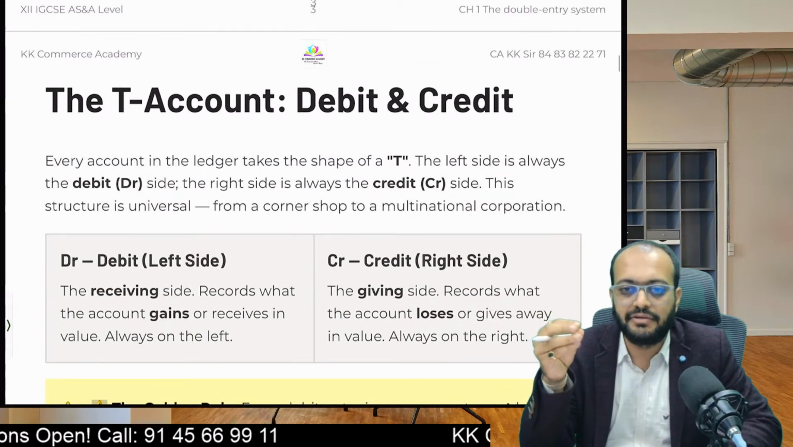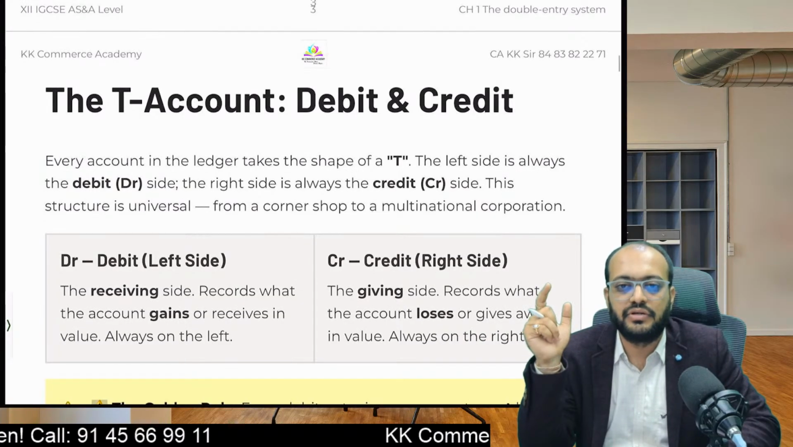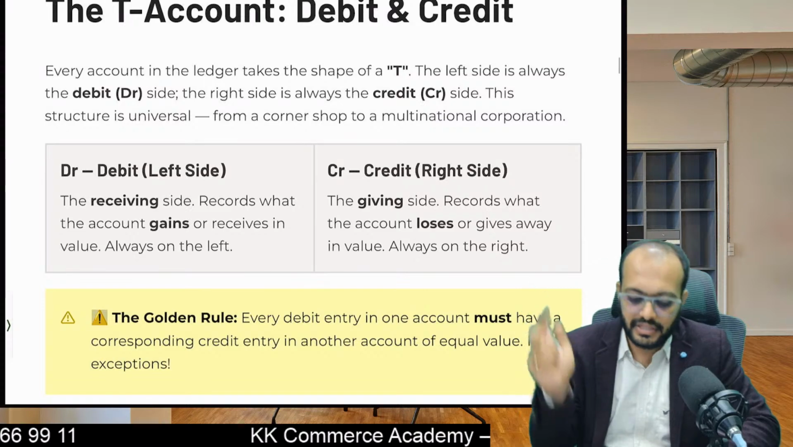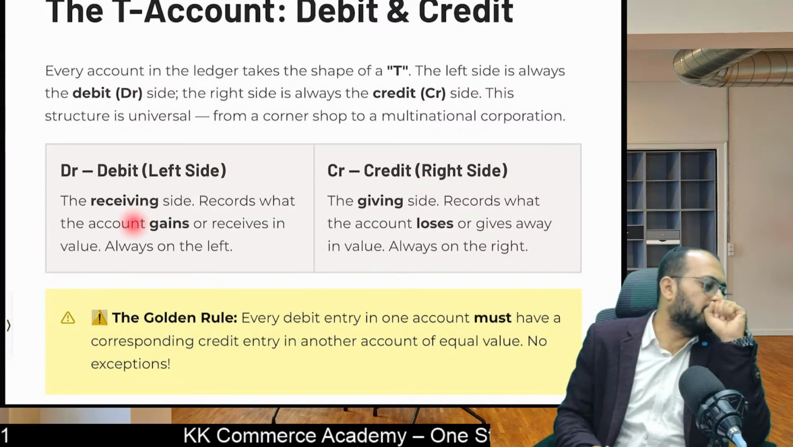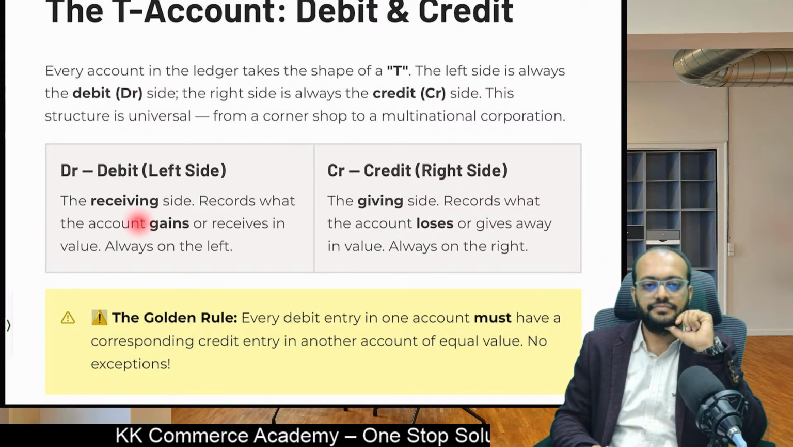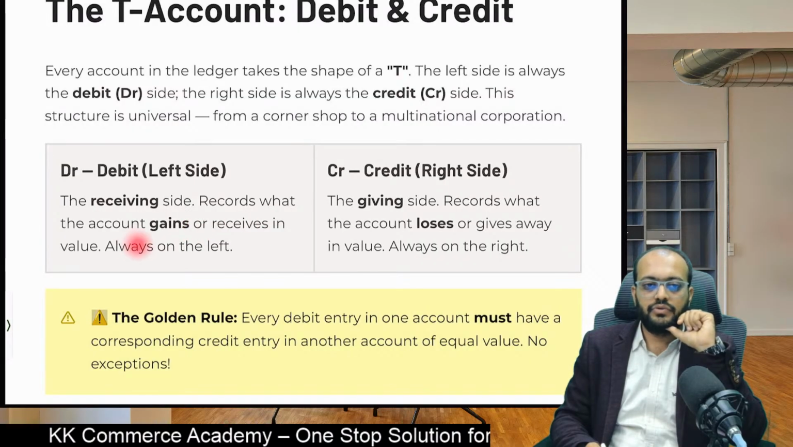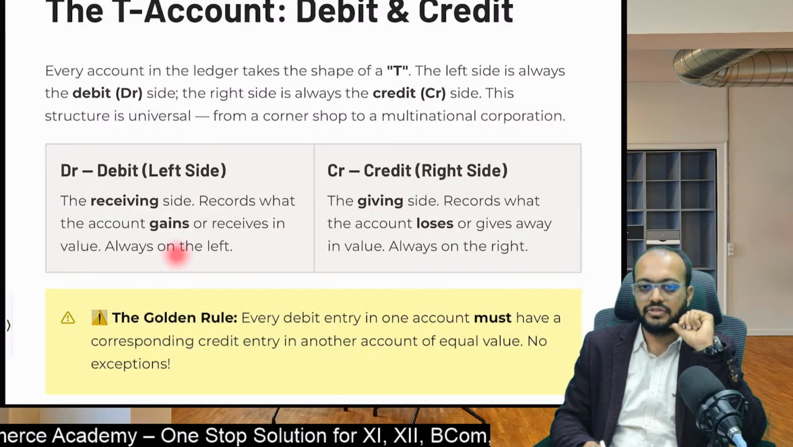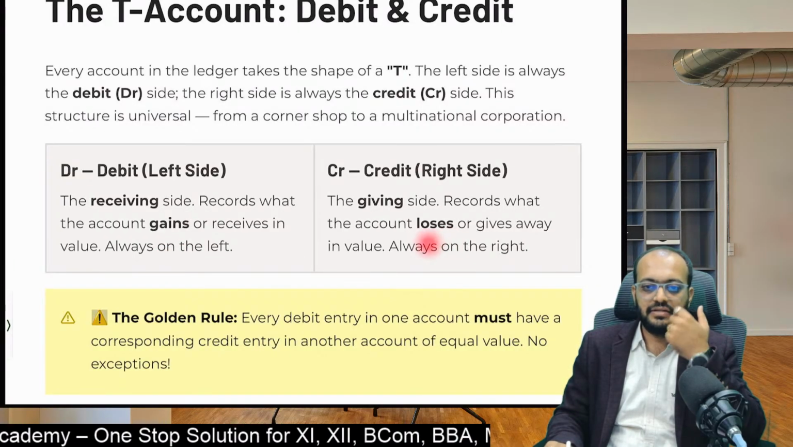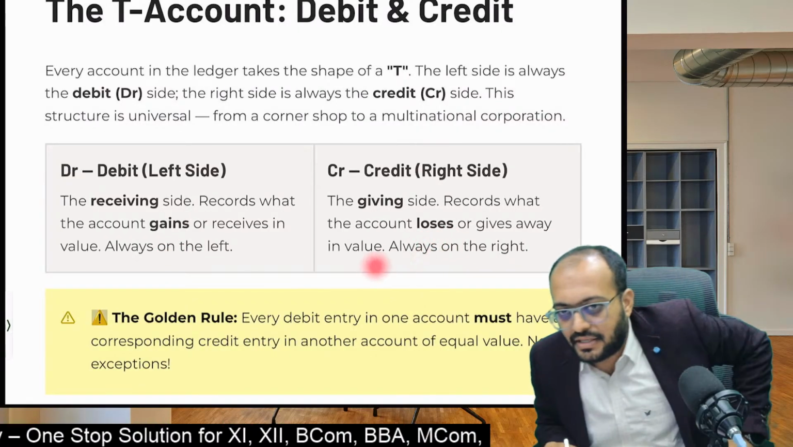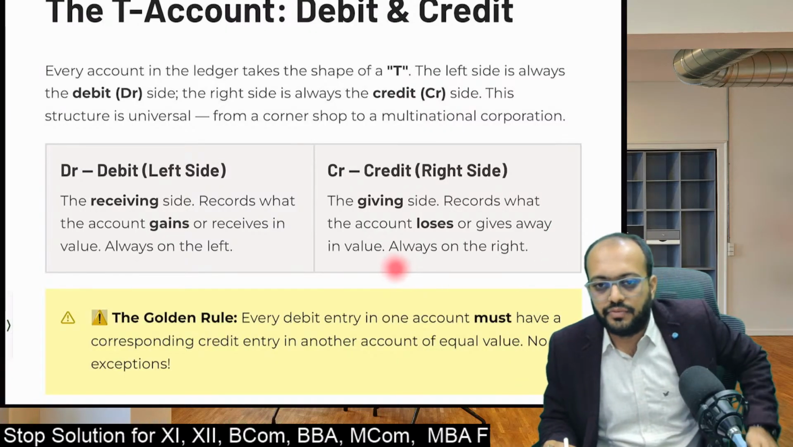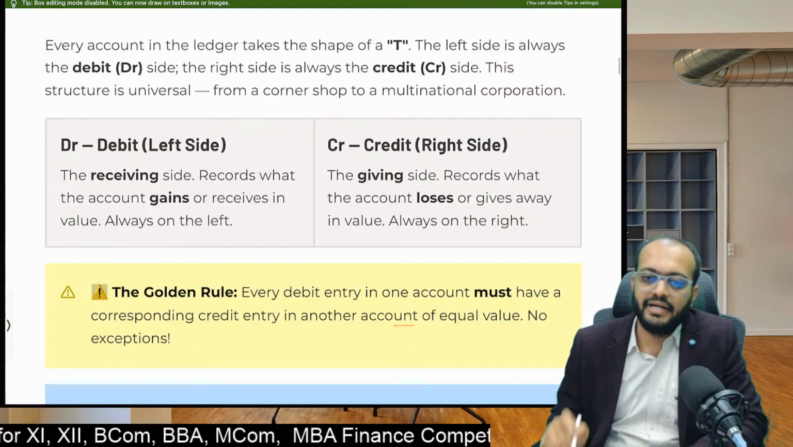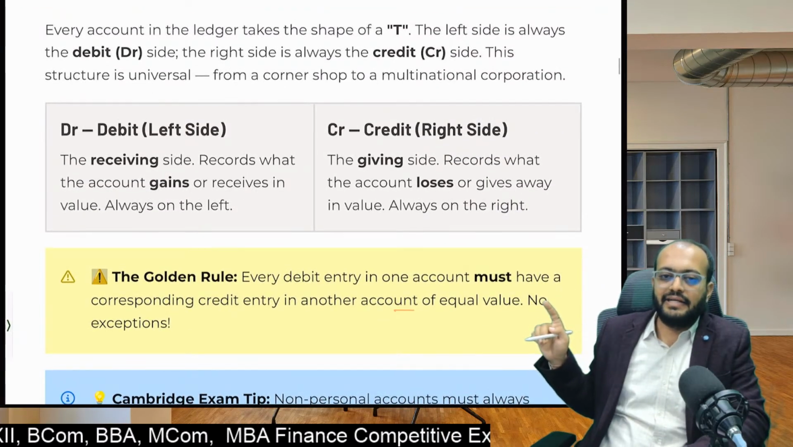So now the last part, which we already saw in the previous session, is the T account. T account, left side, right side. The left side is of course the debit side. It is also known as the receiving side. It records what the account gains or receives in value, always on the left, and the credit side records what the account loses and gives away in value, always on the right side. So do remember, always a debit entry must have a corresponding credit entry in another account.